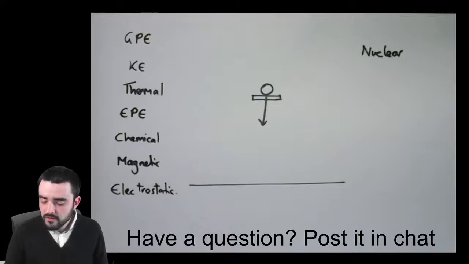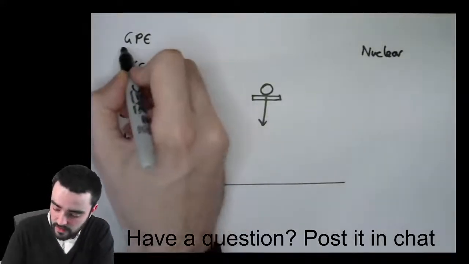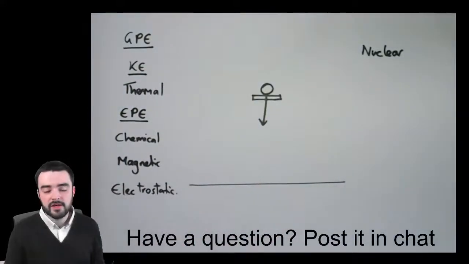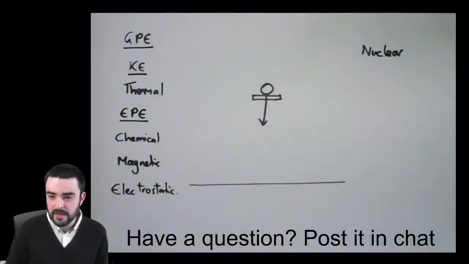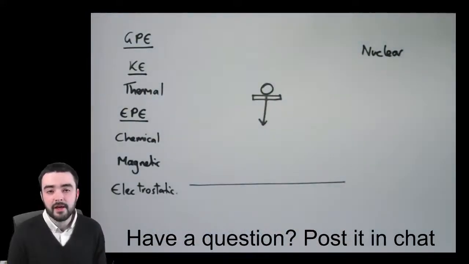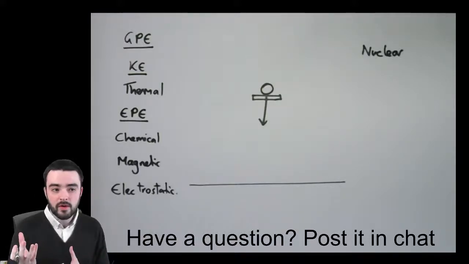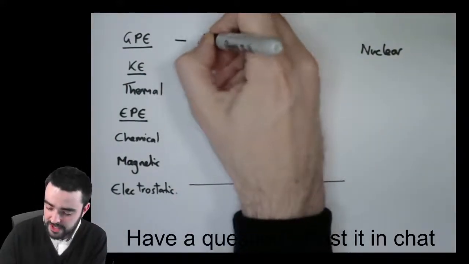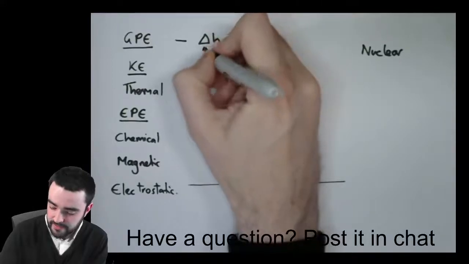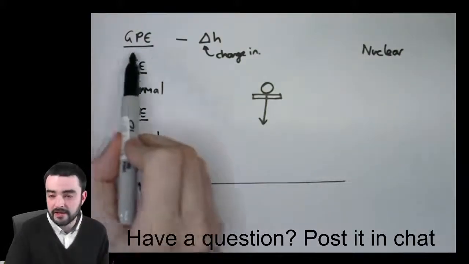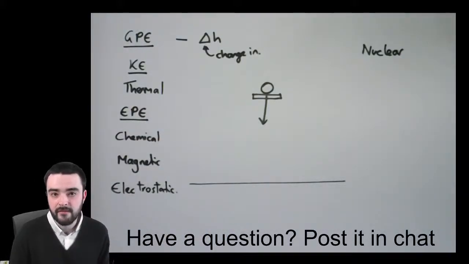Okay. So the ones that you need to be able to calculate are gravitational potential energy, kinetic energy, and elastic potential energy. You will not be asked to calculate anything with the other energy stores. You will, however, have to be able to recognize them. So you'll recognize gravitational potential energy because something will either have been raised up or something will be falling. There will be a change in height. So if there is a change in height, delta meaning change in, then you can be pretty sure that gravitational potential energy is involved.